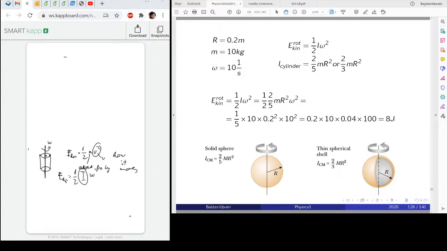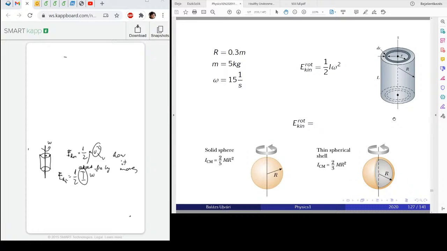Let's calculate this one. So for example, the same radius, same mass, same angular velocity. If it's a solid, I mean a full ball, or a full sphere, it's 2 over 5 mr square. If it's a ball-like structure which has the mass only at the thin sphere, it's 2 over 3 mr square. If we want to calculate the rotational kinetic energy, we can solve it, and that's all.